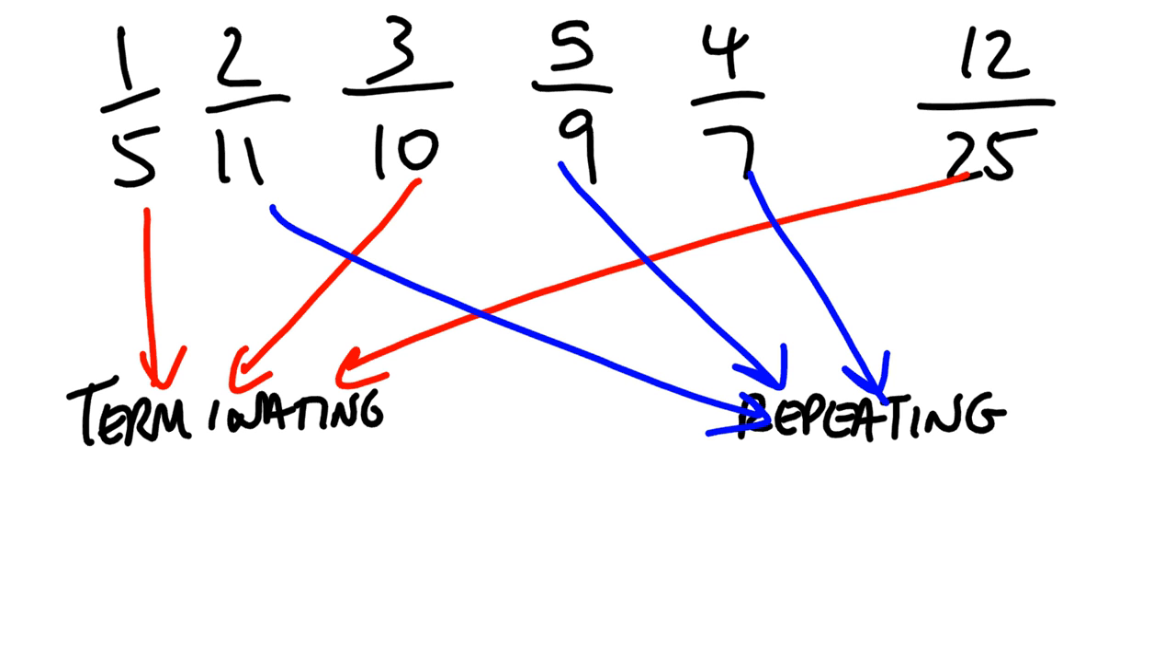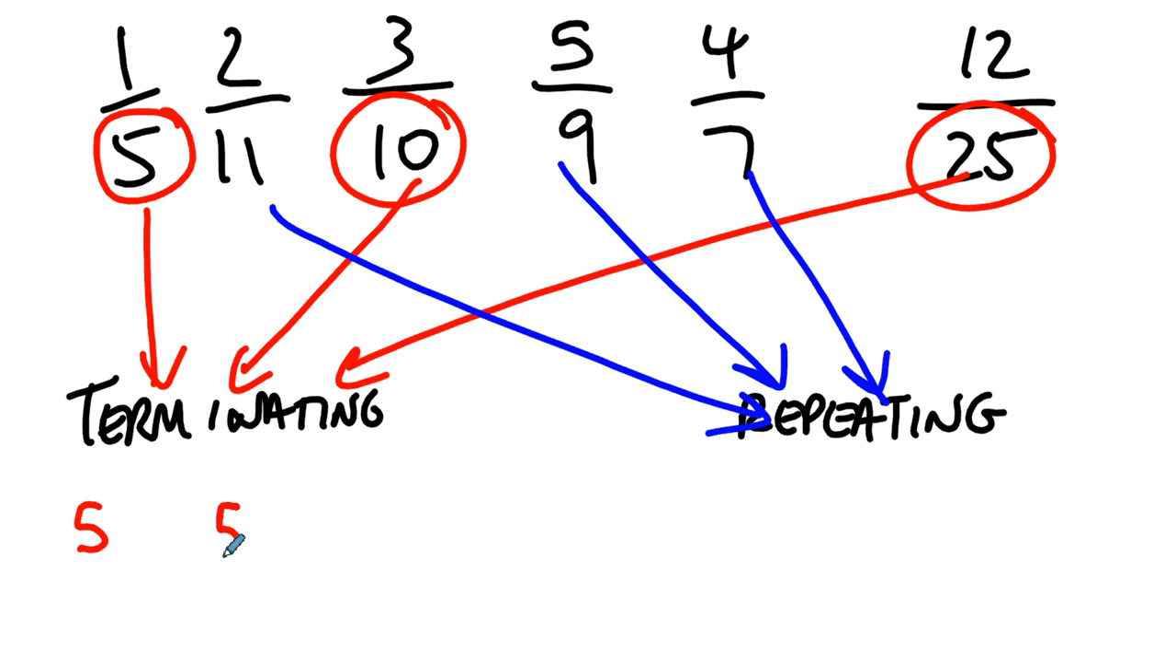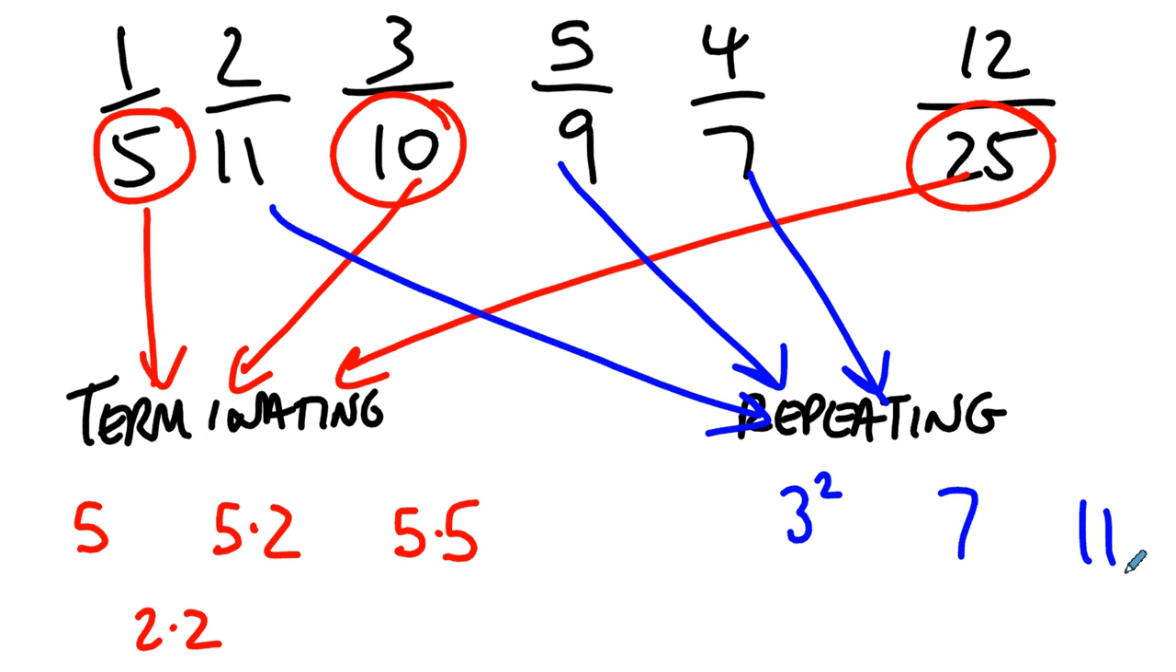Did you get my answer? 3 of these terminate, 3 of them repeat. But what's curious about the ones that terminate? Well, their denominators are 5, 5 times 2, 5 times 5. We could put 3/4 in here also. That's 2 times 2. But the ones that repeat have denominators like 3 squared and 7 and 11. So what makes the difference?